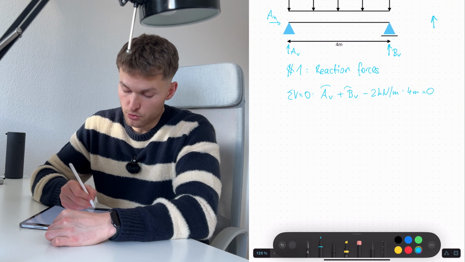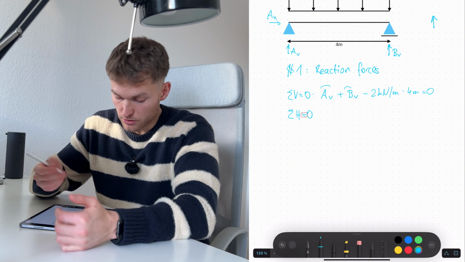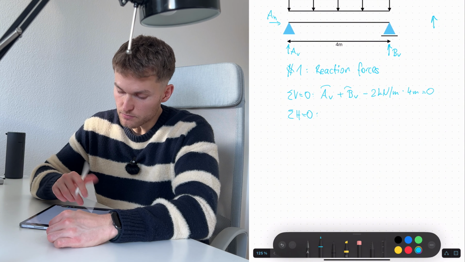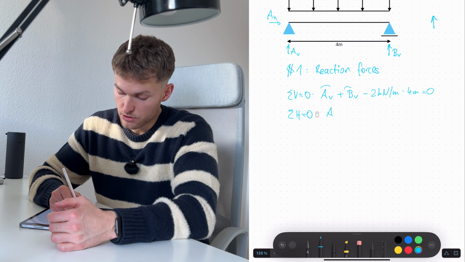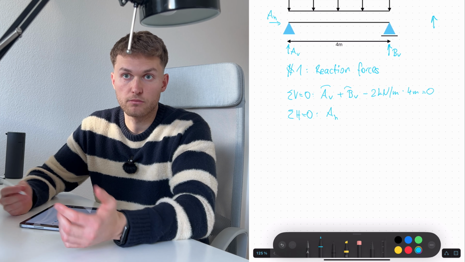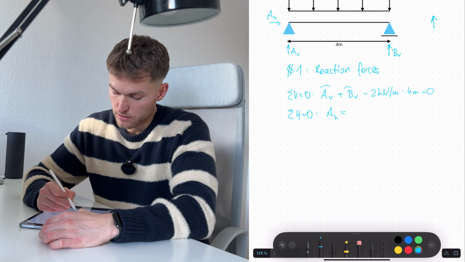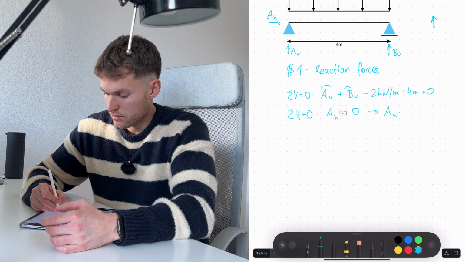But let's first do the horizontal equilibrium, which is the sum of all horizontal forces equals 0. And here we only have AH as a horizontal force or load. So that's 0, and therefore AH equals 0.